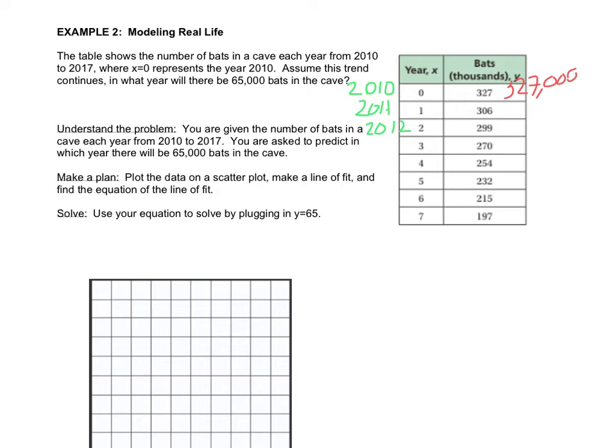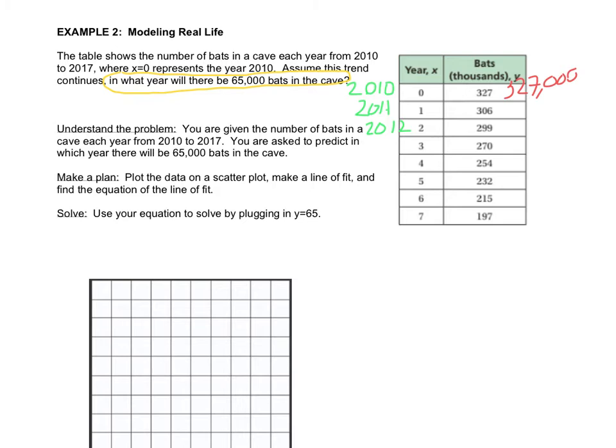So the question is, in what year will there be 65,000 bats in the cave? So basically we're going to be looking and trying to figure out in our table, when is it 65,000? And again, because the table is based in thousands, we're really looking to figure out when is that table going to say 65, not 65,000.